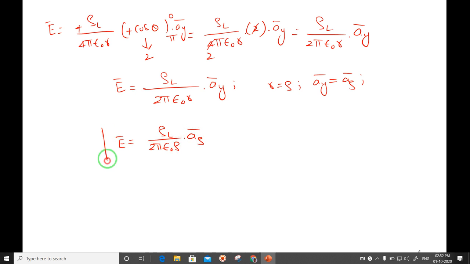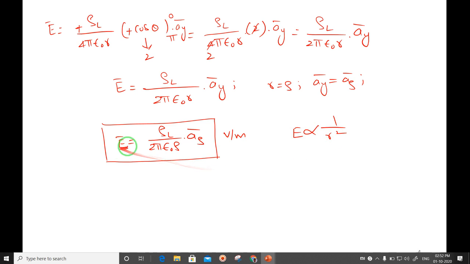So this is the electric field intensity due to infinite line charge, in volt per meter. Then what is the electric field intensity due to a point charge? We got it as Q by 4 pi epsilon naught R square. But observe here, due to a point charge, E is inversely proportional to the square of the distance between source point and field point. But here, it is inversely proportional to just rho, or R. So E is inversely proportional to rho, that's all. It is not the square of the distance.